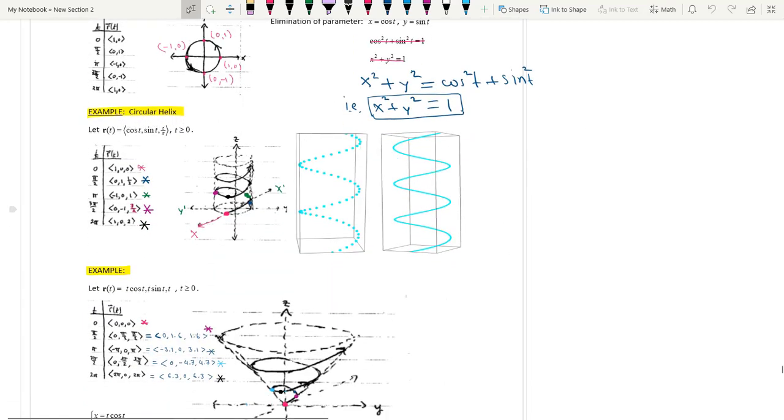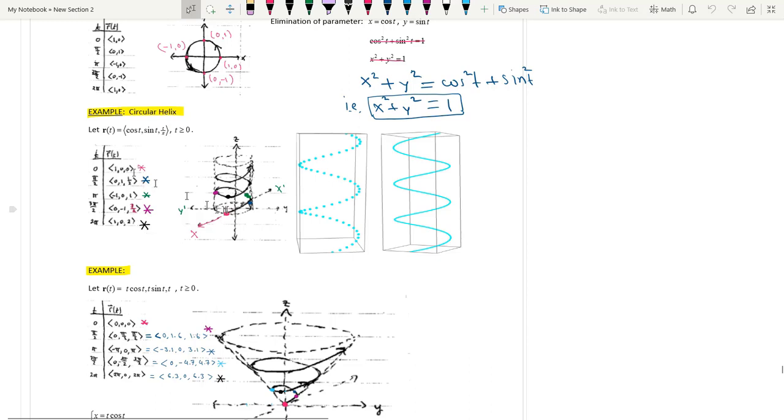Now for this example, we have the vector function r of t equals cosine t, sine t, t over pi, where t is greater than or equal to 0. We need to sketch the circular helix. When t is 0, cosine 0 is 1, sine 0 is 0, and 0 over pi is also 0. When t is pi over 2, cosine pi over 2 is 0, sine pi over 2 is 1, and the last one becomes 1 over 2. Similarly, we will get the other 3 points.